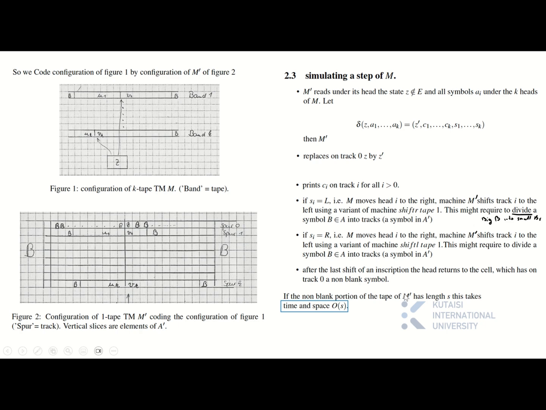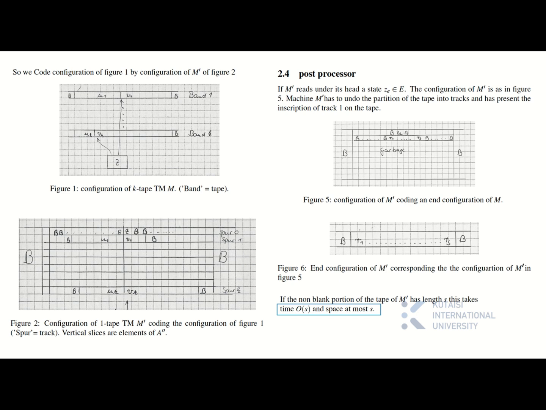If the non-blank portion of the tape of M1 has length S, M prime has length S, but I just explained this. And once you do this, you do the pre-processing of the start state and the word, then you do this movement, and in the end you arrive at this situation. So once you see the accepting state on your zeroth track, the zeroth component of your vector, then whatever is written on your track 1, the second component of your vector, is what the output should be, and everything else should be erased.